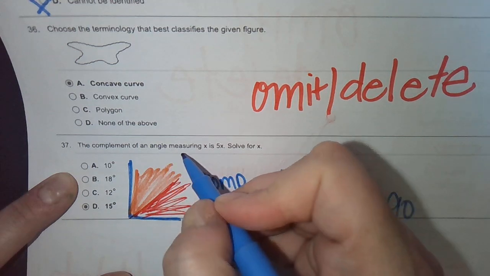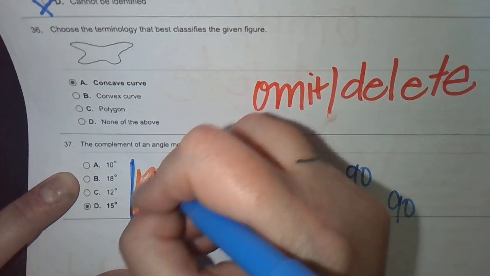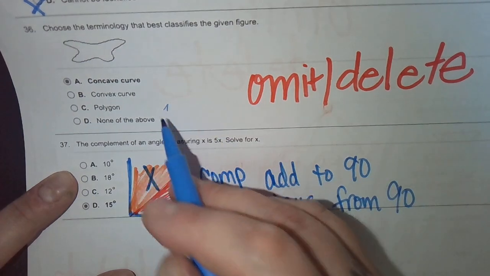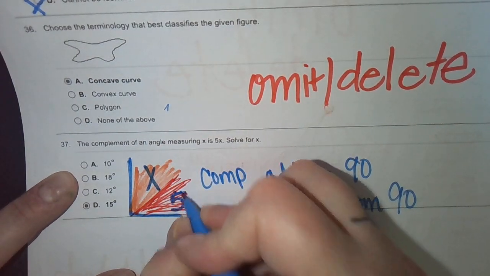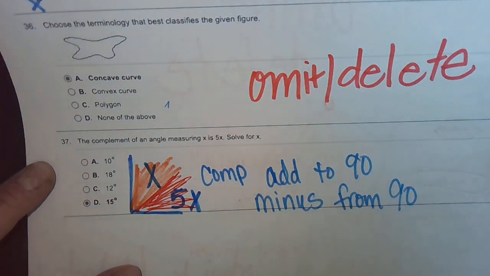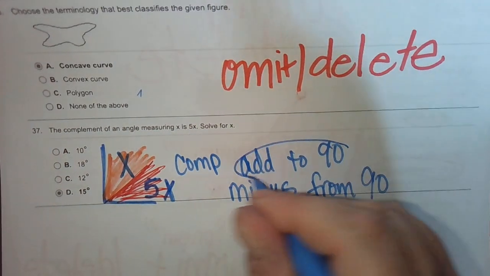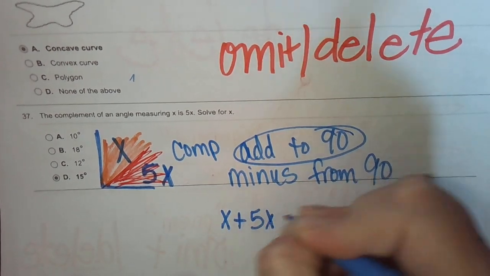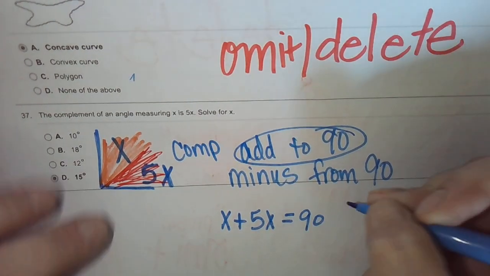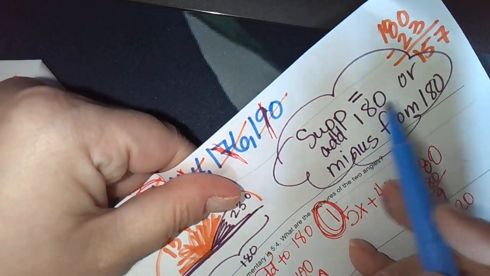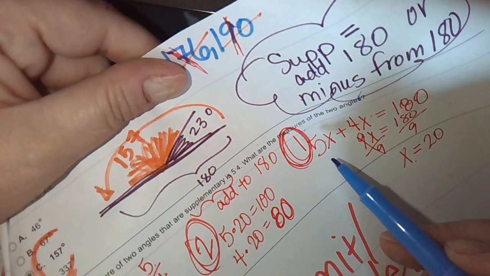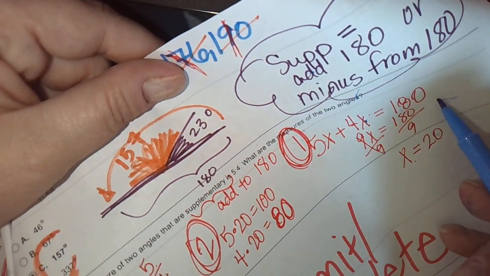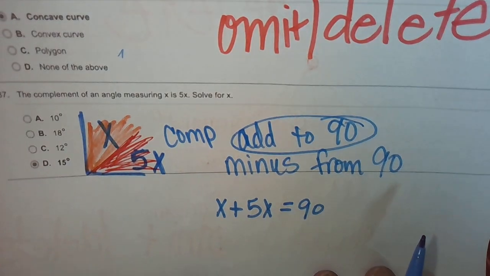It says the complement of an angle measuring x. So this first angle is x. The complement is 5x. Okay, solve for x. Well, we know that these add to 90. So I'm going to say x plus 5x equals 90. This is a lot like number 29, number 30, when we said 5x plus 4x equals 180. It's a lot like that, only they gave us the information differently.